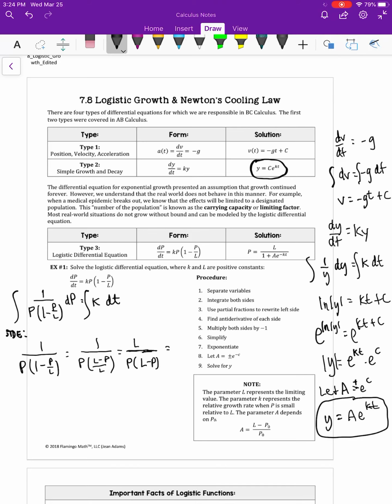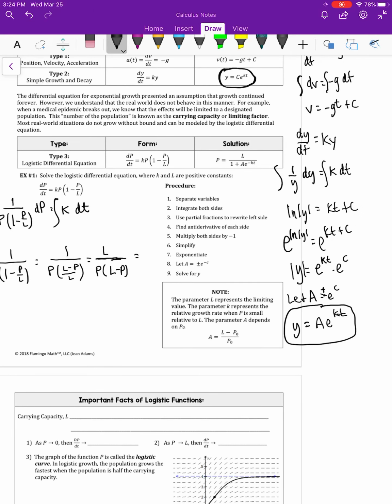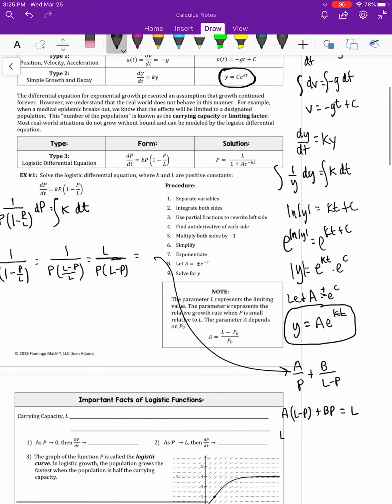And then using our partial fractions, again, probably side work. I want to set this equal to something, but over here, just to show partial fractions, we're going to do A over p plus B over L minus p is what we want this to become, okay? And to do that, our A times L minus p plus our B times p has to equal L.